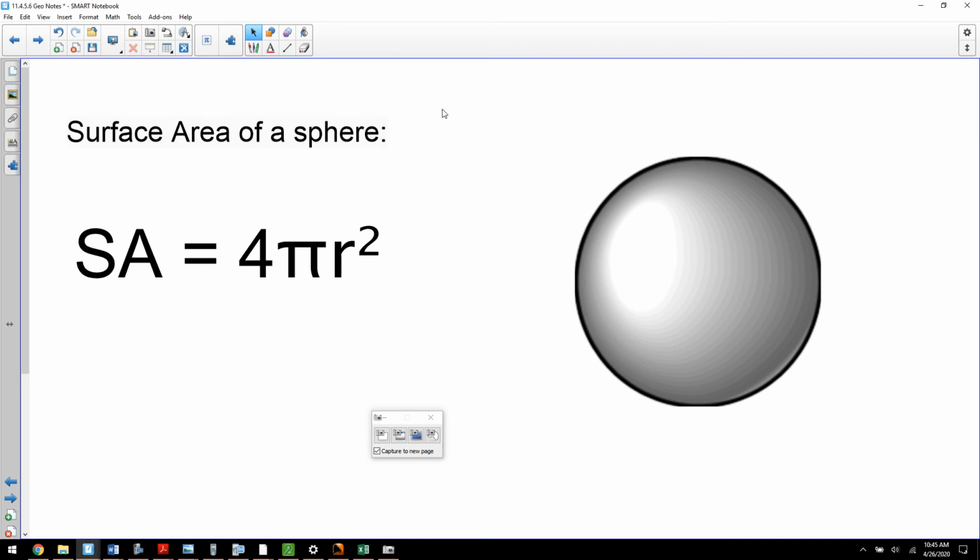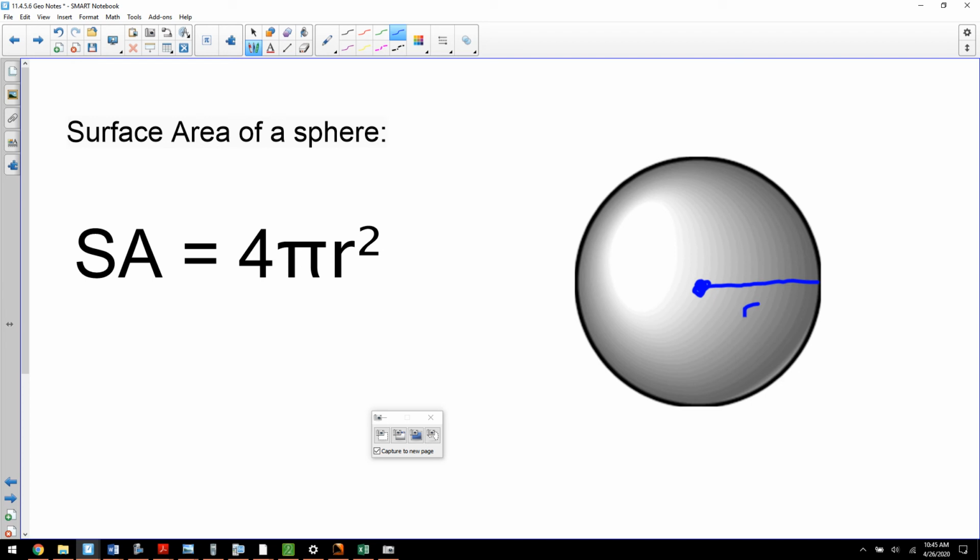Today we're going to talk about surface areas of spheres. Now, as you know, a sphere is basically a three-dimensional circle. So what happens when you have a sphere, inside the sphere there is still a radius. The radius is from the center of the sphere, and it just moves out to the outer edge, just like any other circle would.